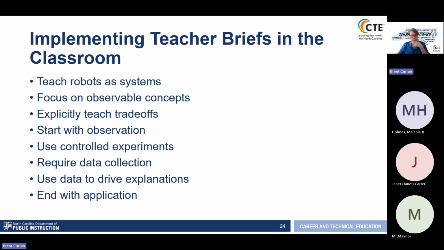Use controlled experiments. So going back to that same method, change one variable at a time. Maybe we change the size of the gear, the type of the wheel, we add some weight to it, and observe the impact. Require students to collect data. Students should measure and record their data, put that in their engineering notebook so that they have some reason to improve their design through their iterations.